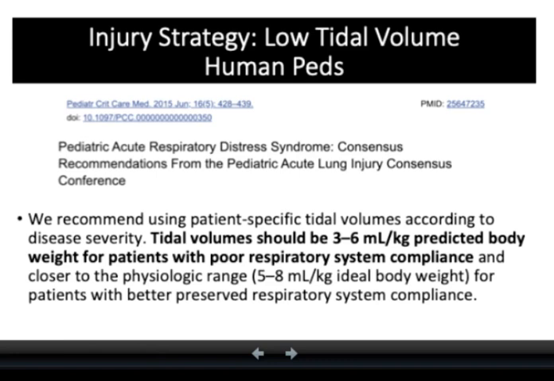The consensus recommendations from the Pediatric Acute Lung Injury Consensus Conference in 2015 say that we recommend using patient-specific tidal volumes according to disease severity. Tidal volumes should be 3 to 6 mL per kg predicted body weight for patients with poor respiratory system compliance, closer to the physiologic range of 5 to 8 mL per kg ideal body weight for patients with better preserved respiratory system compliance.